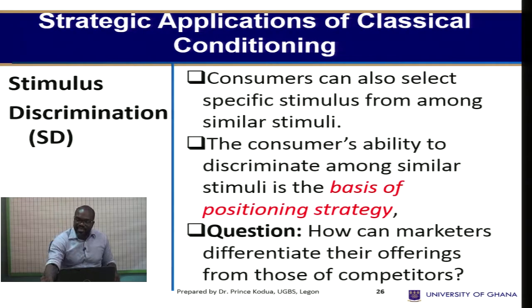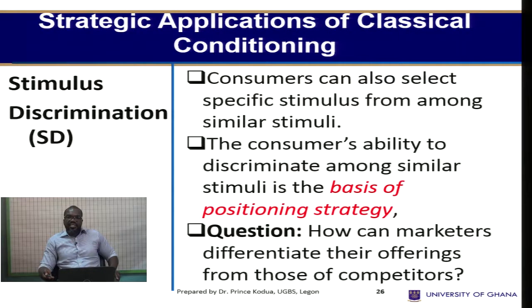Over time, consumers, as they are exposed to stimuli in the marketplace, are able to learn to differentiate among brands, hence the basis for product differentiation. So the question is, how can marketers differentiate their offerings from those of competitors? Mostly marketers rely on marketing communications, communicating the unique benefit of a given offering.